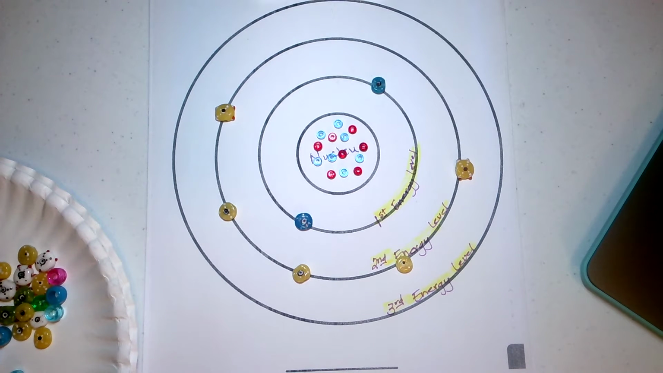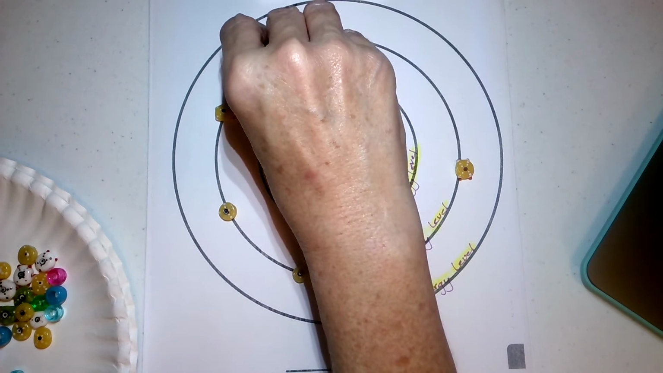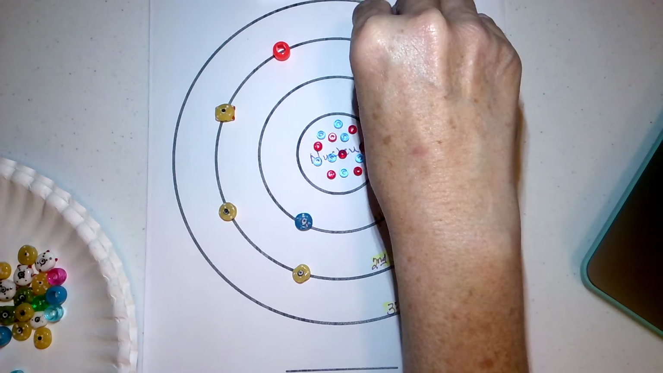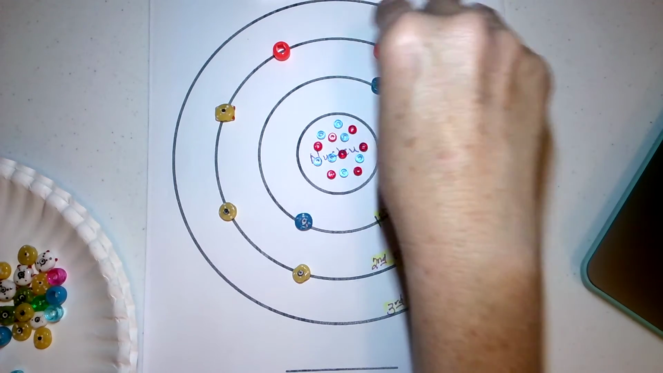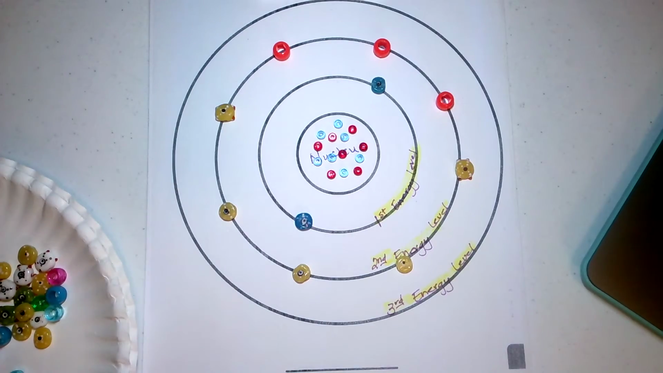But for now, we know that they want 8 valence electrons, so I'm going to put 3 more because I have 5. I use this bright orange to represent the electrons that nitrogen stole or borrowed, or however you want to refer to that, from another atom.